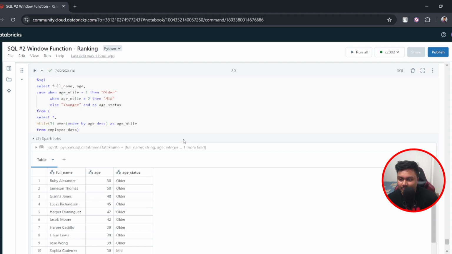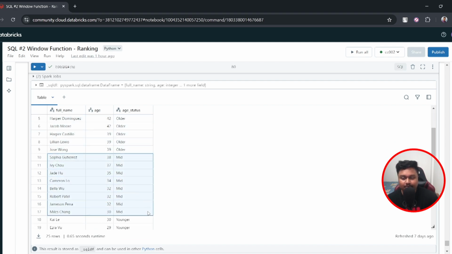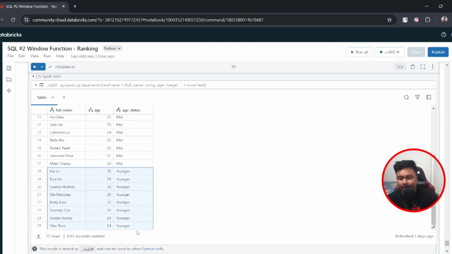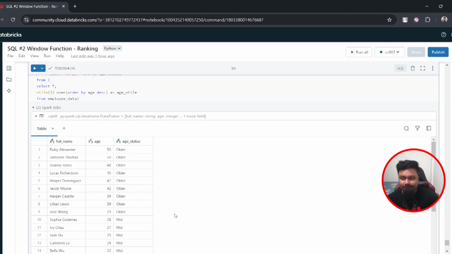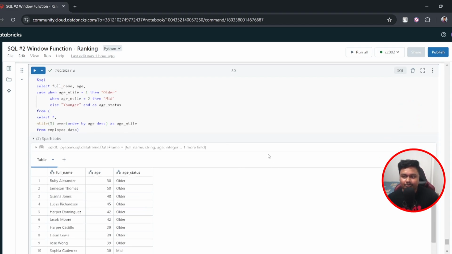Finally, if you go to the final result, as you can see, all these employees fall under the older category. All these employees fall under mid category, and all these employees finally fall under younger category. So I hope you understand how Ntile is working and how I've used it to solve this question. And that's it I had to show for Ntile.